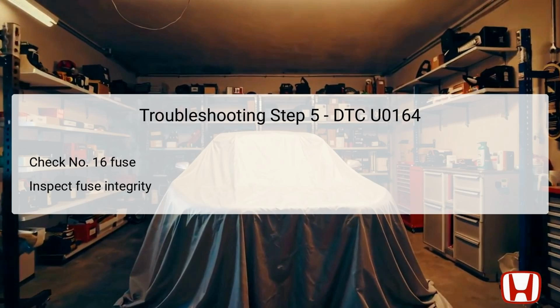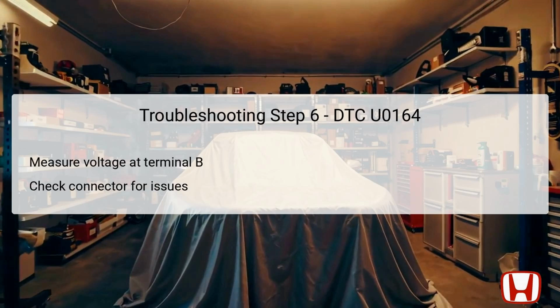However, if it blows again, that indicates the existence of a short to ground within the number 16 fuse circuit, necessitating further inspection of that wiring to identify and resolve the short to ensure reliable operation of the climate control system.